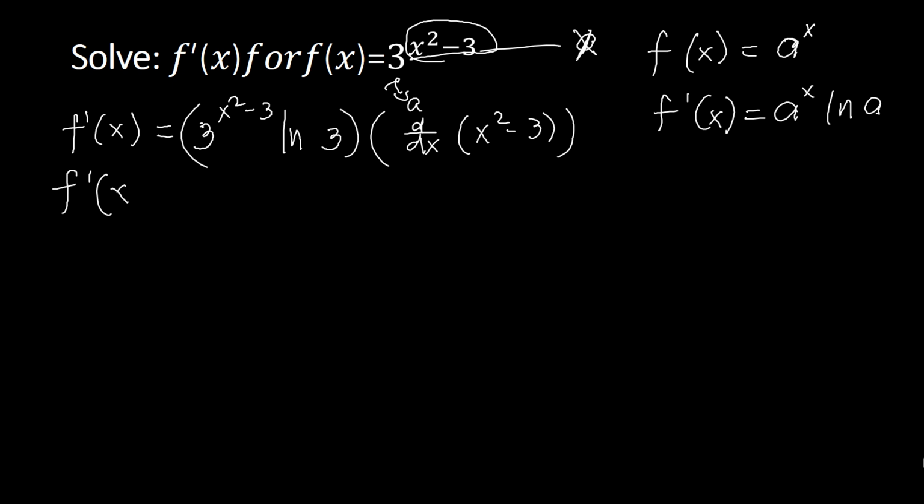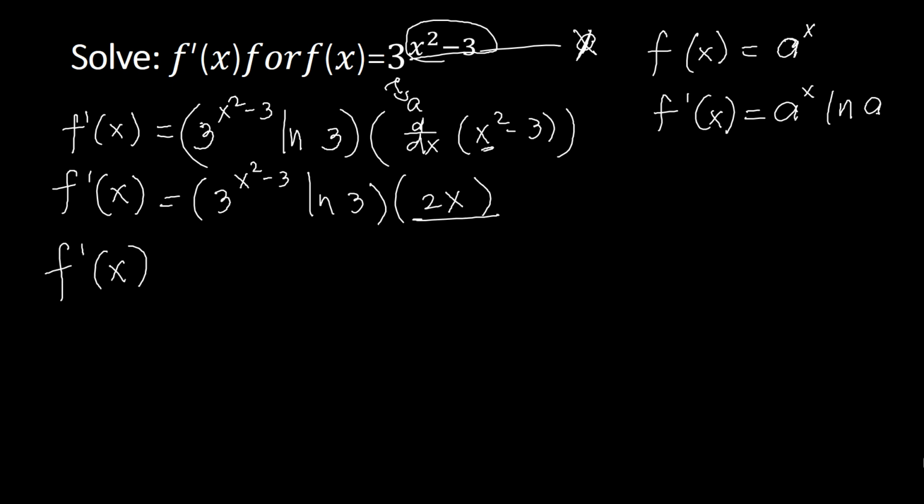So f prime of x, or the derivative of f of x, will be equal to 3 to the power of x squared minus 3 times ln 3. Getting the derivative of the exponent, we start with x squared. That will be 2x, and then the derivative of 3 is 0. So writing that in a proper way, we always put this one here before. So we have 2x, followed by times 3 to the power of x squared minus 3 ln 3. So that can be our final answer.